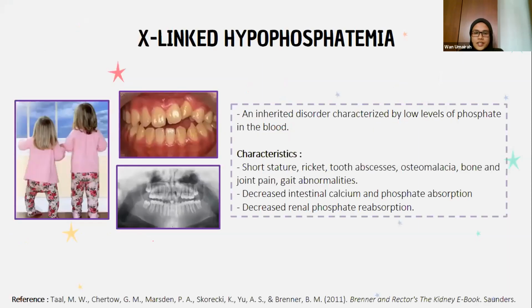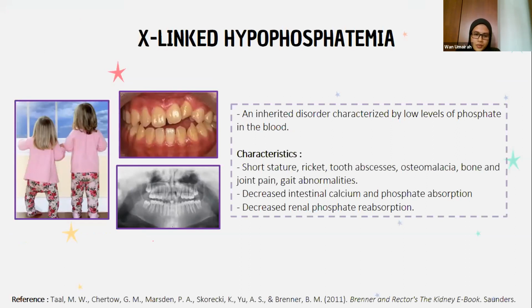X-linked hypophosphatemia is a disorder characterized by low levels of phosphate in the blood. The characteristics can be short stature, rickets, tooth abscesses, and osteomalacia, which is the softening of the bone, and joint pain, where the bone and joint pain can be seen when the child is involved in physical activities, and also gait abnormalities.